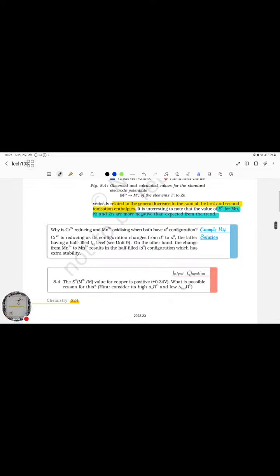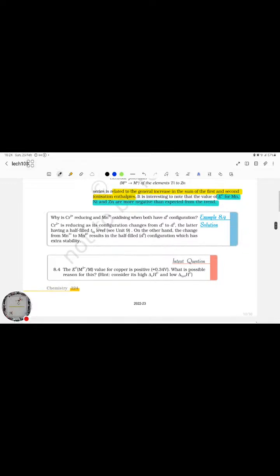Moving on. Okay, why is copper 2 plus reducing and manganese 3 plus oxidizing when both have a D4 configuration? Okay, fine. So copper 2 plus is reducing as its configuration changes from D4 to D3, having a half filled T2G level. Basically, copper 2 plus is reducing, so it is getting oxidized, implying it is giving up an electron. Upon giving up an electron, it obtains a D3 configuration, and in terms of T2G level, we'll say that this guy is having a half filled T2G level.